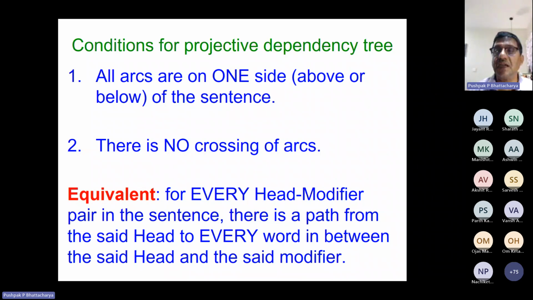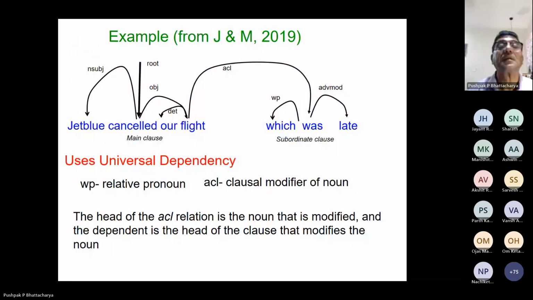But within the sentence, the head and modifier need not be adjacent. There can be intervening words between the head word and the modifier word. Now projectivity requires that there is a path from the head to every word in between the head and the modifier. Of course, the path has to pass through the modifier itself. So let's look at an example. This example is from Jurafsky and Martin, 2019. The JetBlue cancelled our flight which was late.